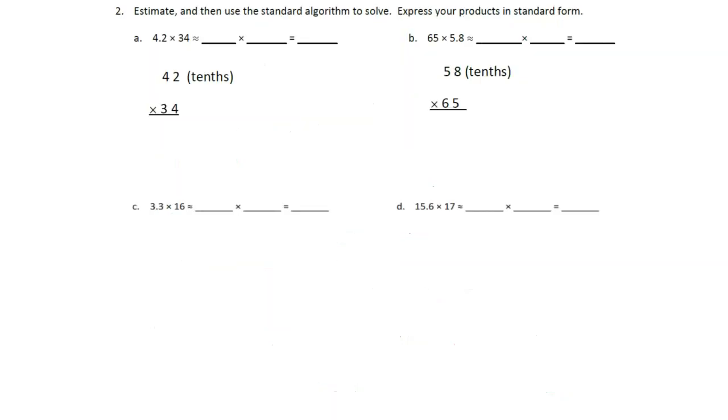Alright, let's take a look at number 2 here. Now we're getting rid of the area model. We're just estimating, and then we're using the standard algorithm to solve, and we're still going to express our products in standard form. So 4.2 is around 4. 34 is around 30. I know 3 times 4 is 12. Times 10 is 120, or 12/10. Alright, now let's go with our standard algorithm. I know my final product should be around 120. So let's go ahead and multiply.